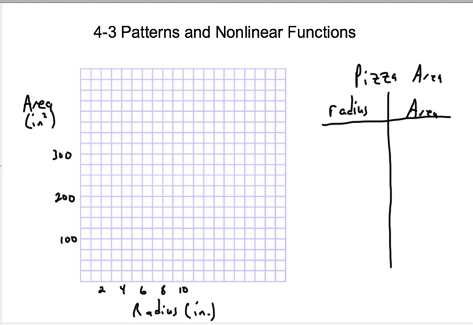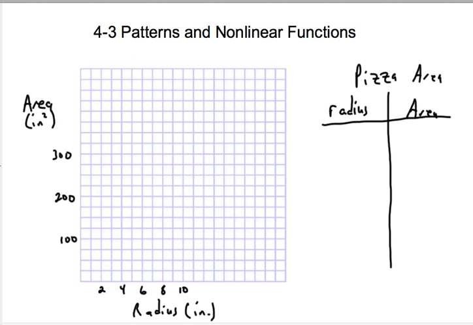Hello. In the past, we have talked about linear functions and patterns. Today, I'm going to compare those with nonlinear functions and patterns. We'll put some side by side. I'll show you some different types of graphs.